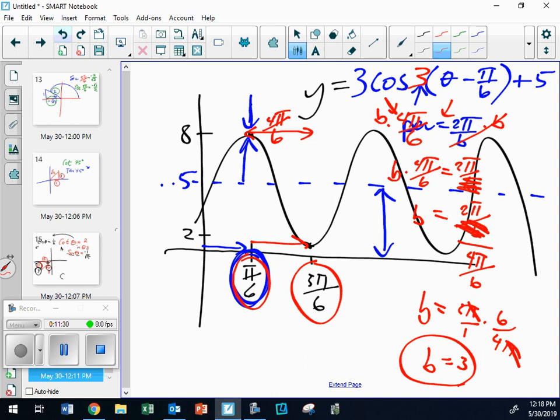It was from here to here, and that was 4 pi over 6, but that's not a whole period. Okay, I apologize for the confusion on whether that was a 5 or not. Now I hope you see that this is 4 pi over 6, and then a kid noticed that I hadn't doubled it, because remember, the whole period is double that. So I should have put 8 pi over 6 as the period.